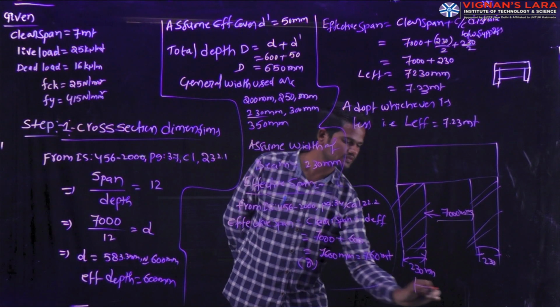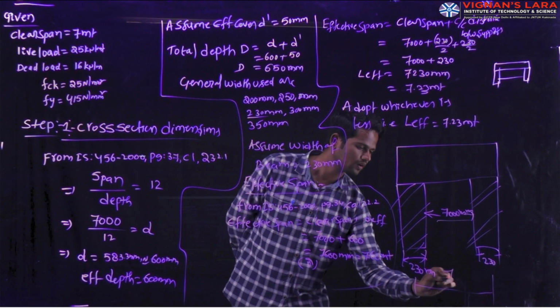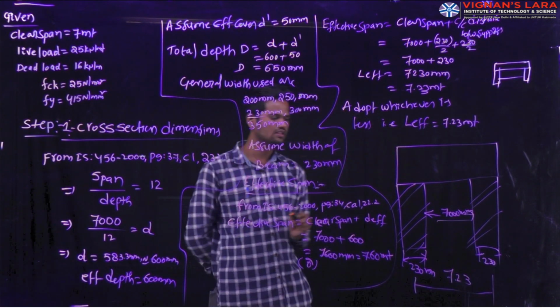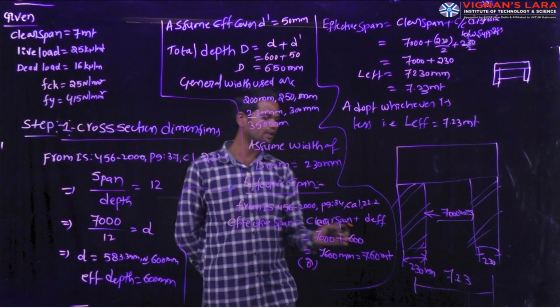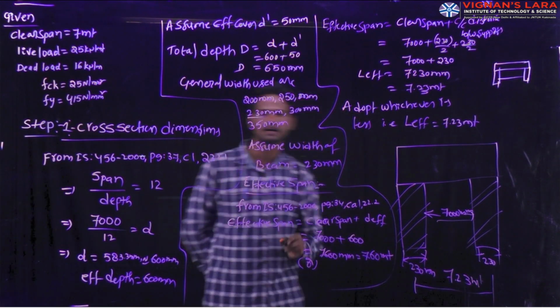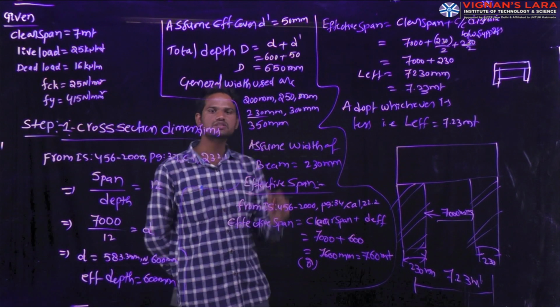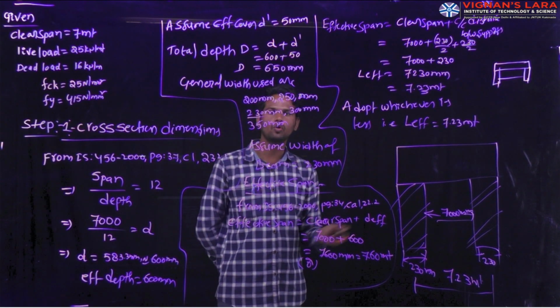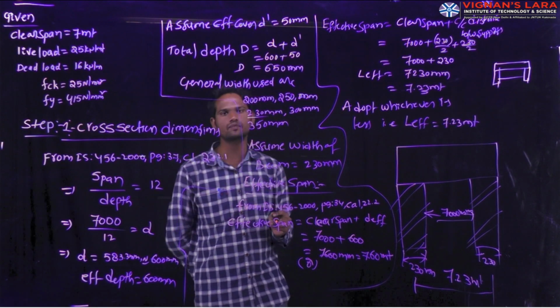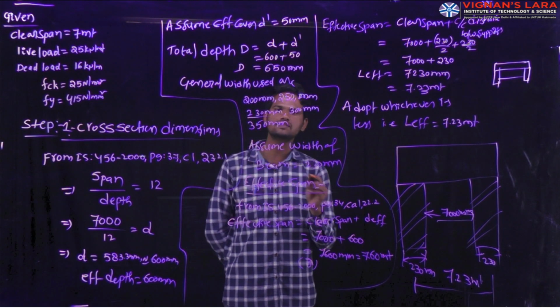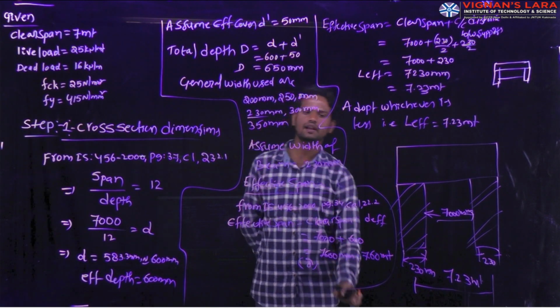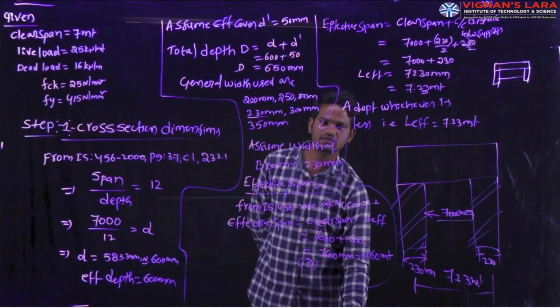The distance between center to center of supports is 7.23. This is the value. We are calculating it from both steps. This is the procedure. Next, we have the load calculations, as well as shear force and bending moment diagrams, as well as moment of resistance and the area of the steel.